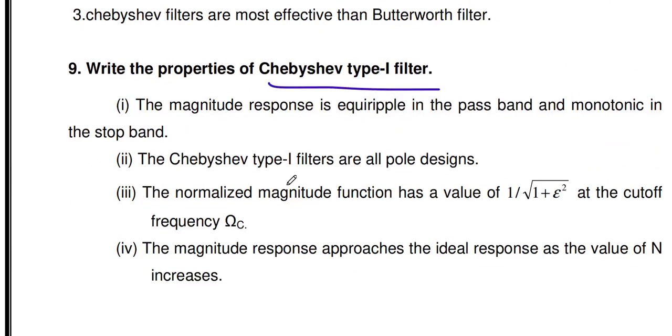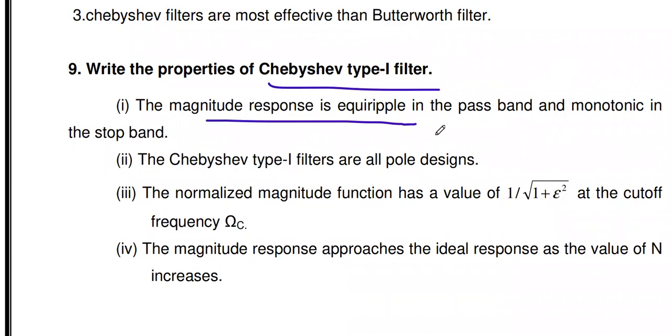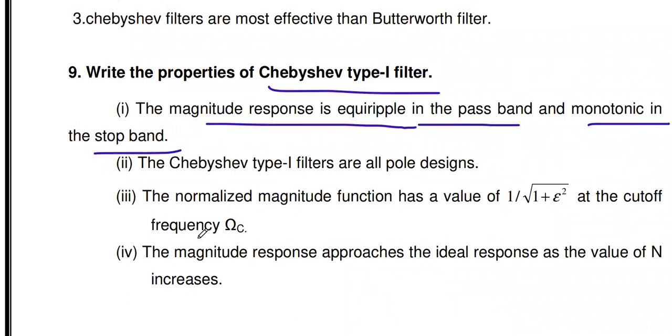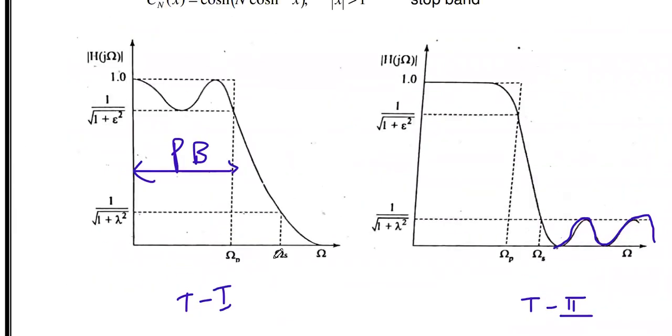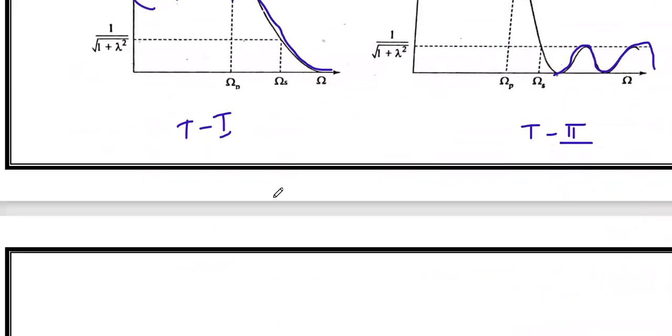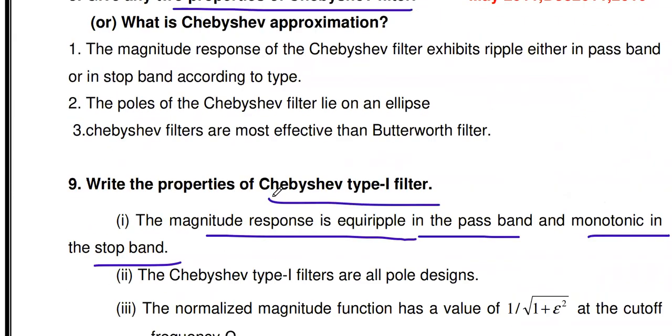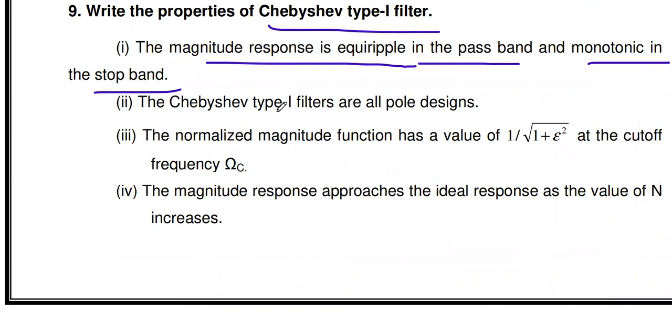So what is the property, especially for type 1 filter? The magnitude response is equiripple in pass band and monotonic in stop band. So already you know from this graph, if it is type 1, the magnitude response has equiripple characteristics in pass band and monotonic decreasing characteristics in stop band. It is reverse in Chebyshev type 2. That is the first point.